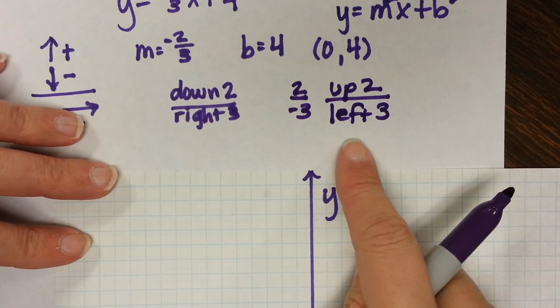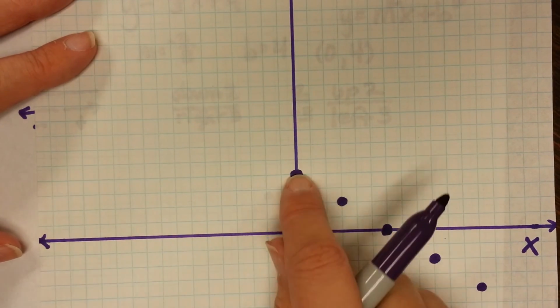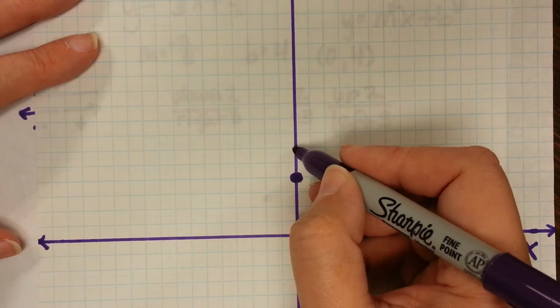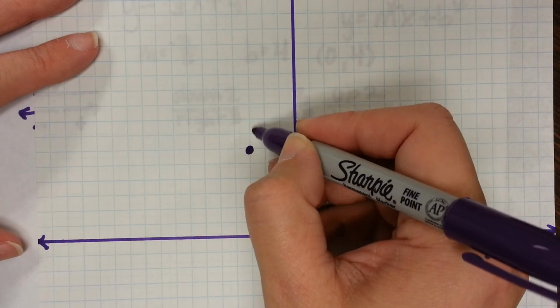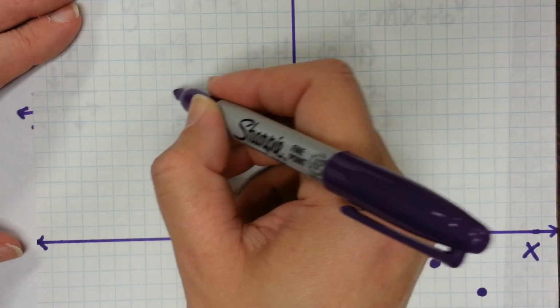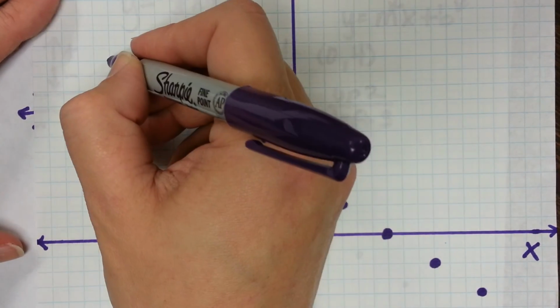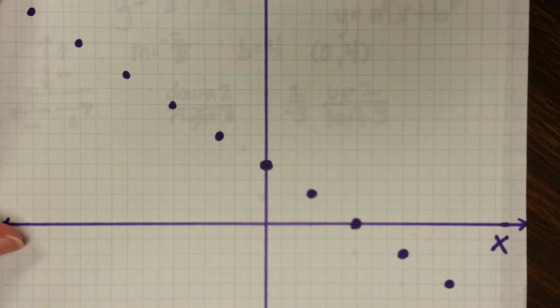So if we follow those instructions, we should find even more points for our line. So from this point, we're going to go up 2, 1, 2, and to the left 3, 1, 2, 3. Up 2, to the left 3, 1, 2, 1, 2, 3. And you could keep going until once again you've reached the edge of your graph.